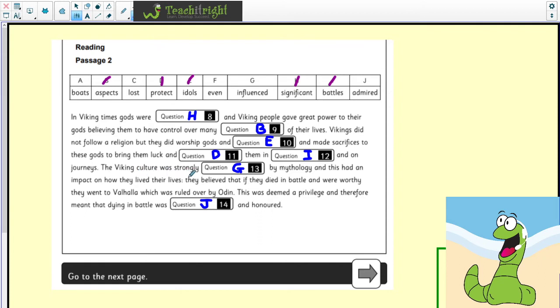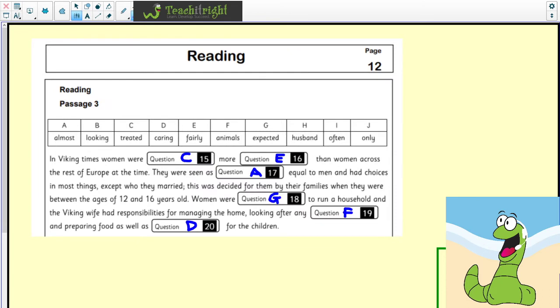The Viking culture was strongly something by mythology, so we're looking for influence by mythology, and this had an impact on how they lived their lives. They believed that if they died in battle and were worthy, they went to Valhalla, which was ruled over by Odin. This was deemed a privilege and therefore meant that dying in battle was something and honoured, was admired and honoured. And again, we've got a couple of words there that are left over. Let's now go to passage 3.